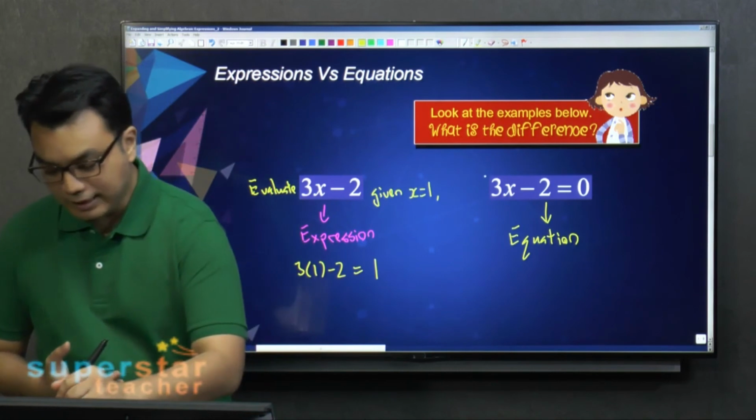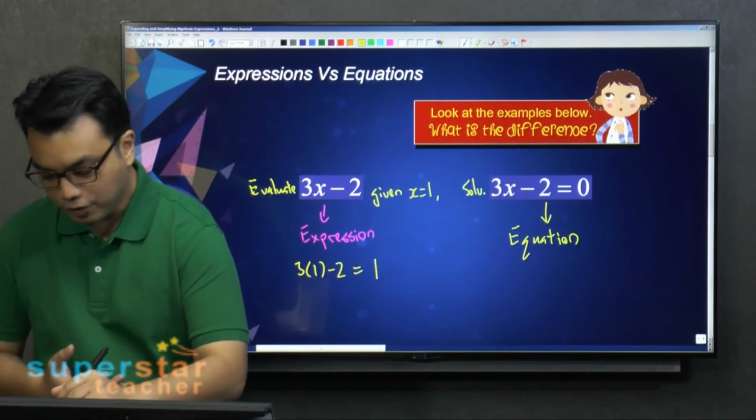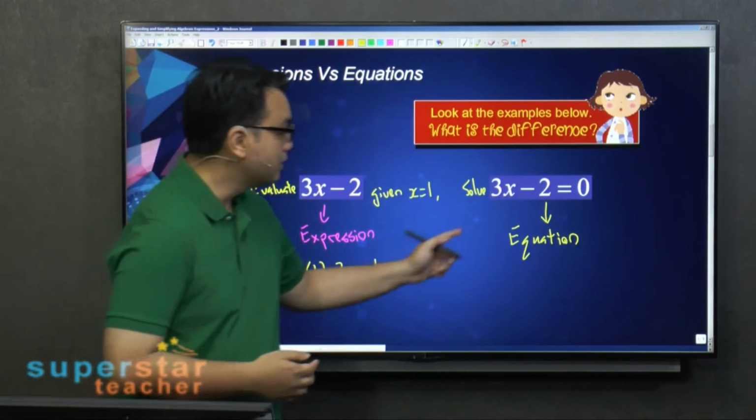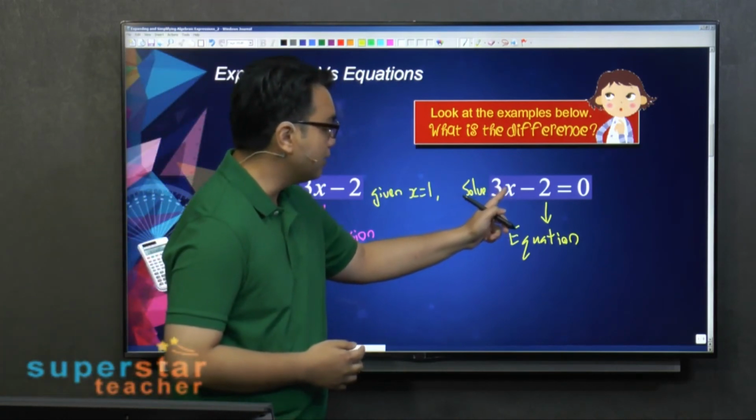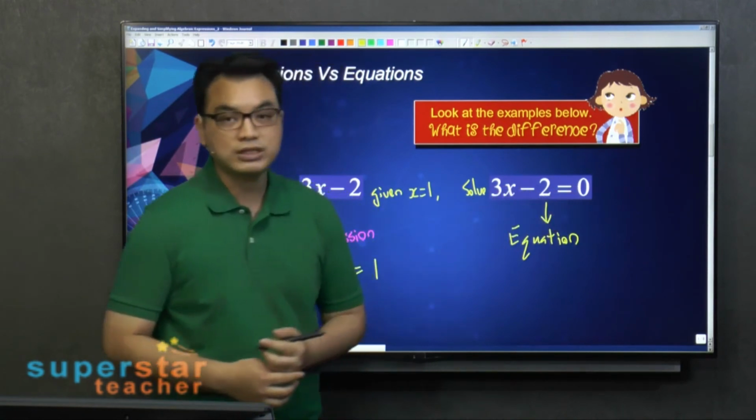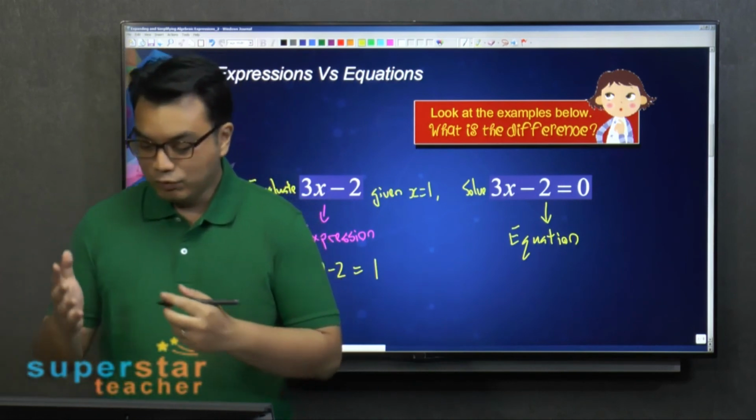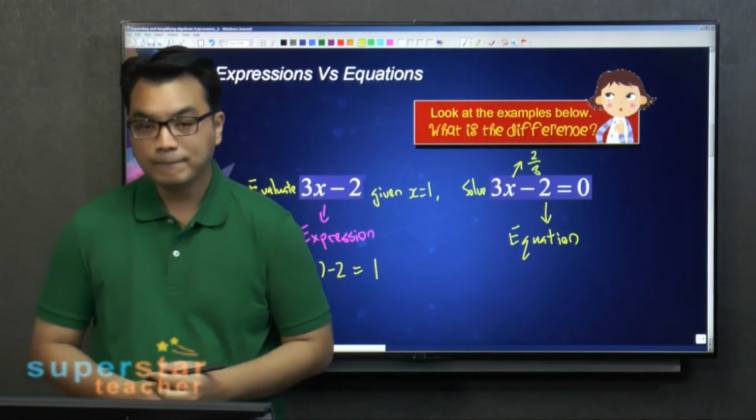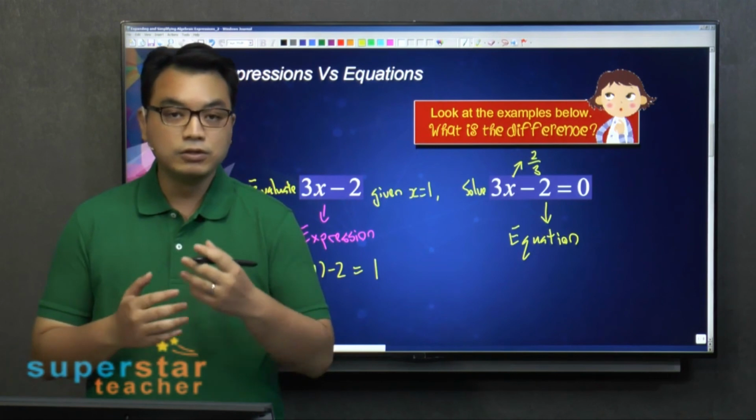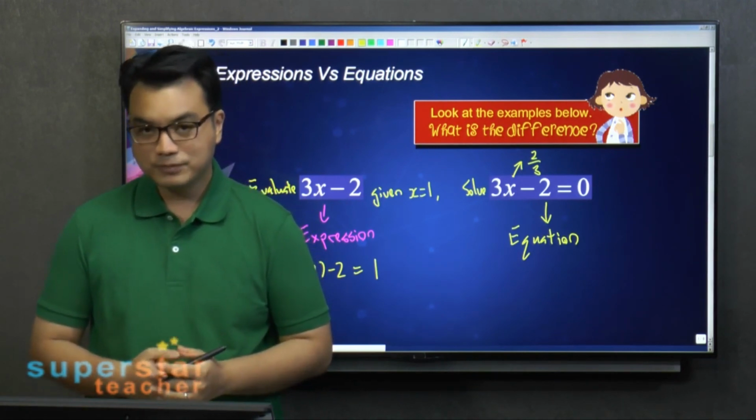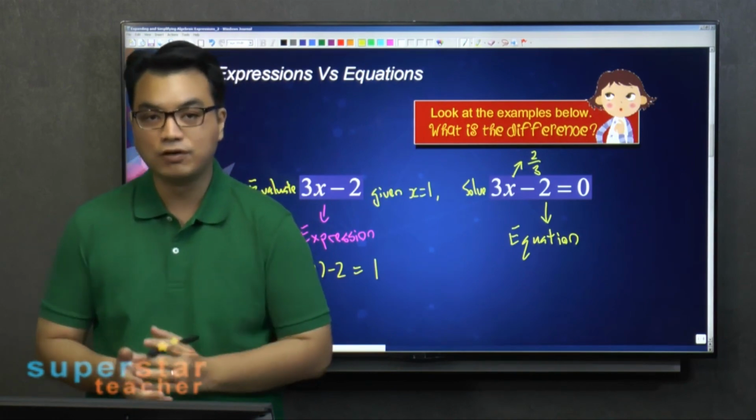For this one, the equation, you are usually asked to solve. Solve this equation means you have to find the value of x in such a way that 3 times x, subtract 2, must equal 0. I won't solve it here, but I'll just tell you that the value of x must be 2/3. For the solving part, I will teach you more in the next chapter. So that's the difference between evaluate and solve.